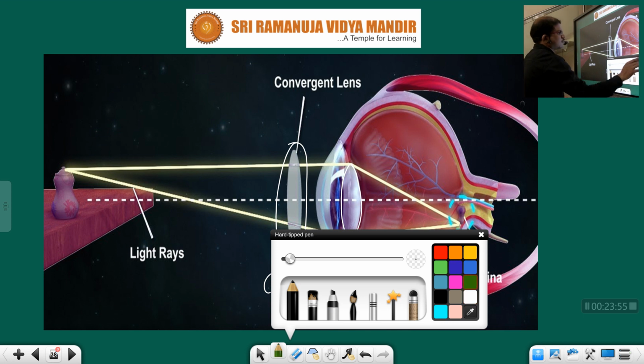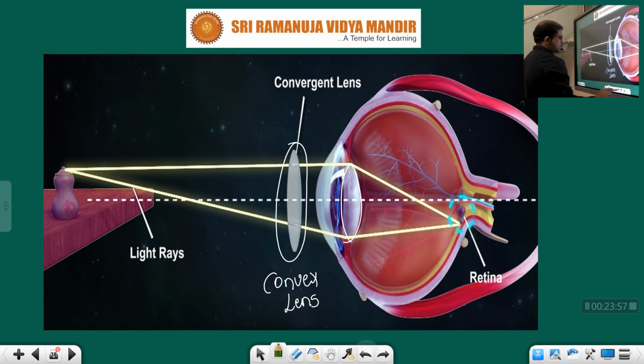Now what happened, children? The light rays were traveling, and here it is the retina, children, and they are intersecting at the retina. Image got formed at the retina, and we can see that image. It can be corrected, children. See here, this one is the nearby object. Even though it is near, I can't capture that image.